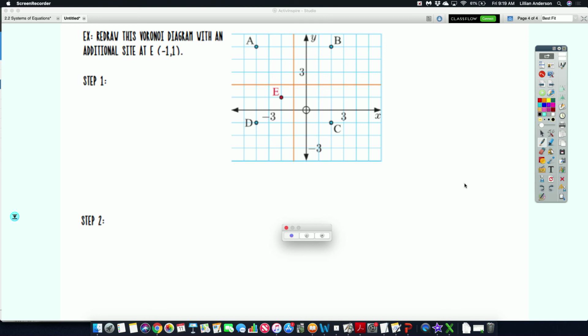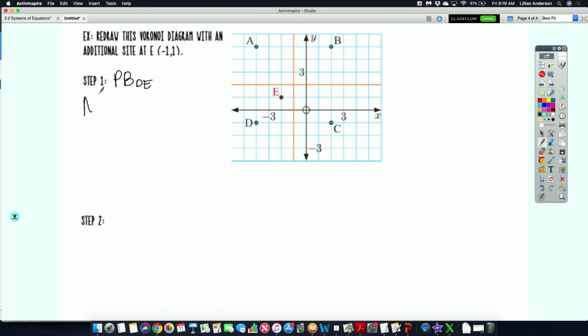Before we can draw the perpendicular bisector, we have to identify the closest site. What's the closest site to E? D. Now that we've identified it, we need to construct the perpendicular bisector between what 2 points? E and D. Okay, so let's go ahead and find that perpendicular bisector for D and E.